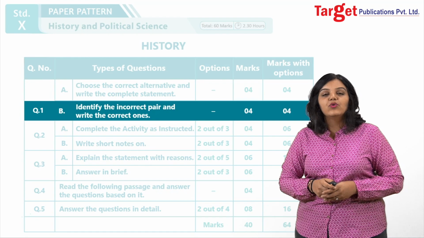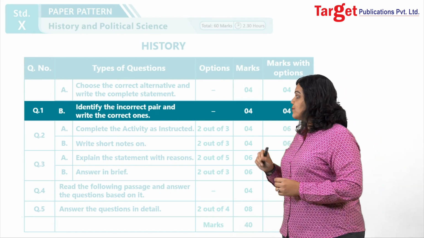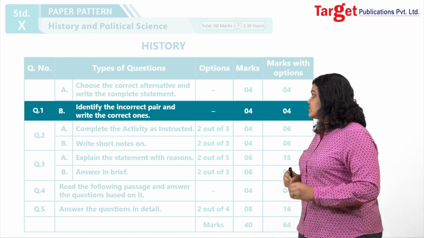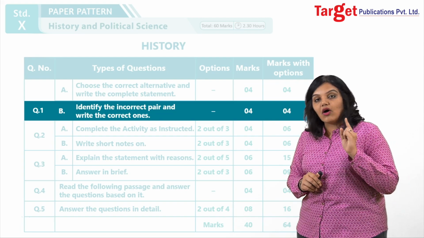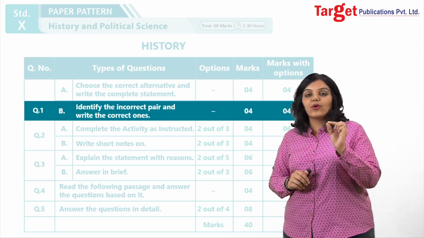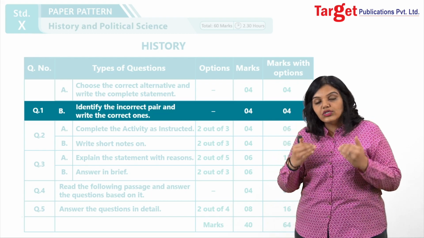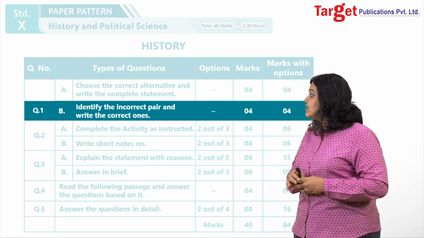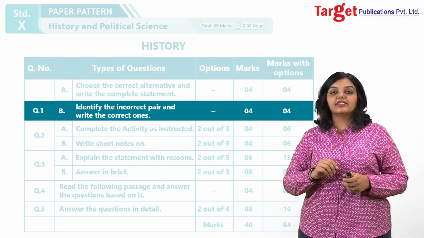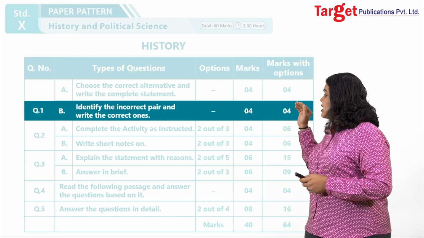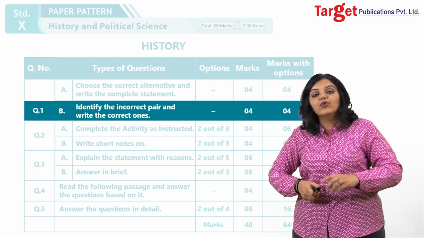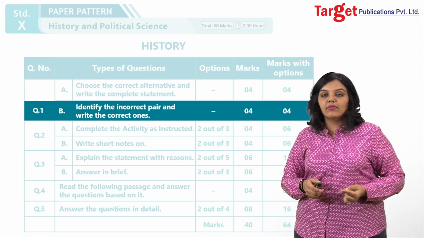In question 1B, you are asked to identify the incorrect pair and write the correct ones, which means that not only must you identify which pair is incorrect, but you must also rewrite the correct pair. As you can see, this is also a compulsory question because there are no options. It carries 4 marks. So again, you have 4 questions of 1 mark each.